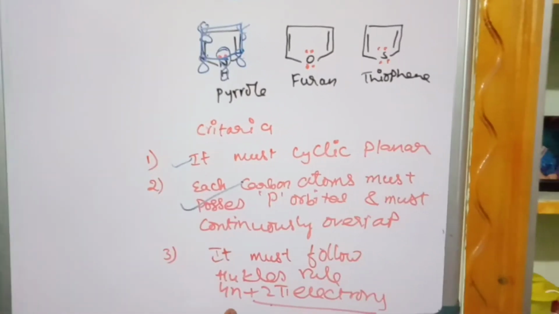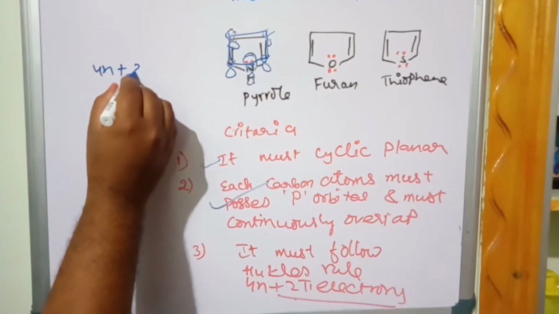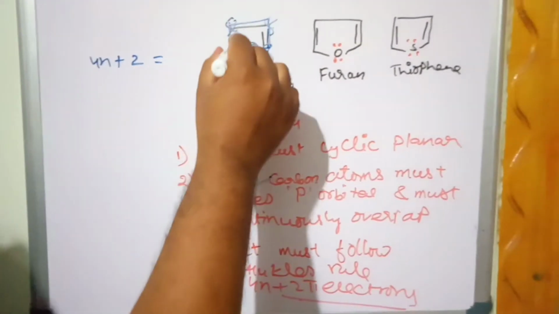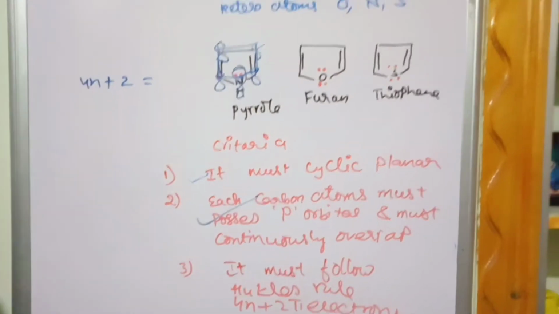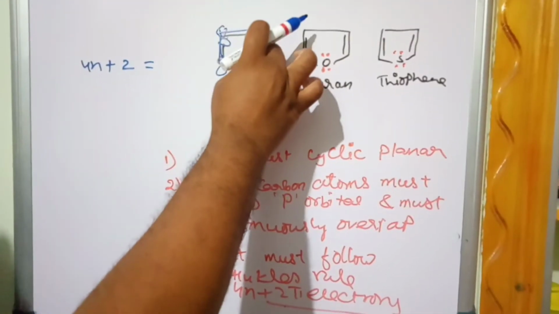Now the third criterion. Yesterday we discussed Huckel's rule, 4n plus 2 pi electrons. How many pi electrons are there? One double bond, two double bonds, but nitrogen also contains one lone pair of electrons, which helps in the sextet formation of this pyrrole.